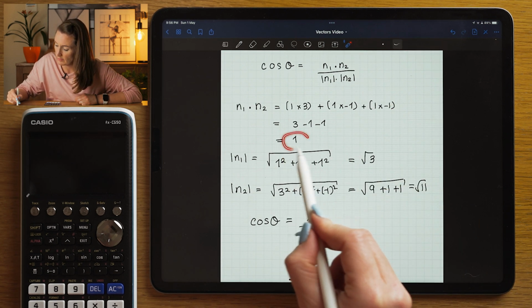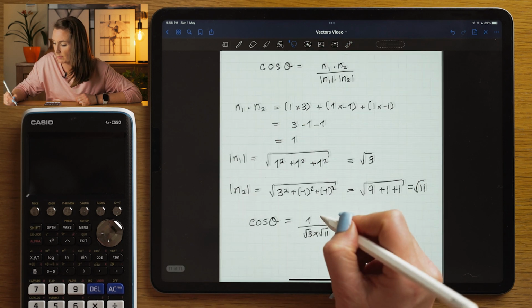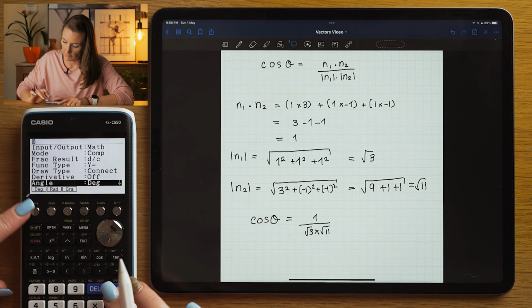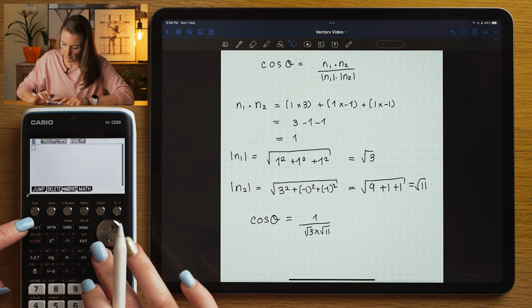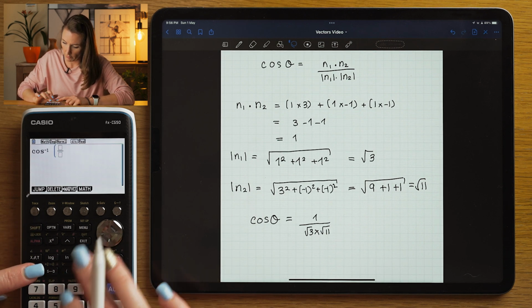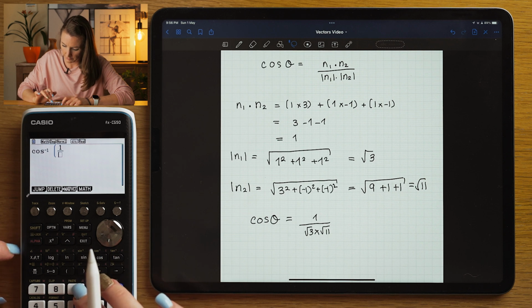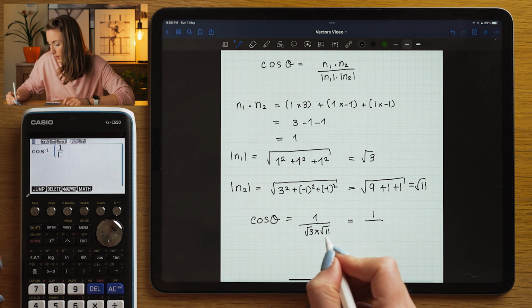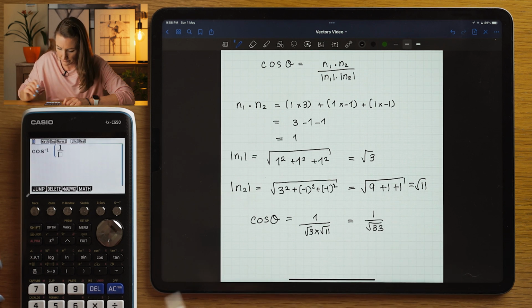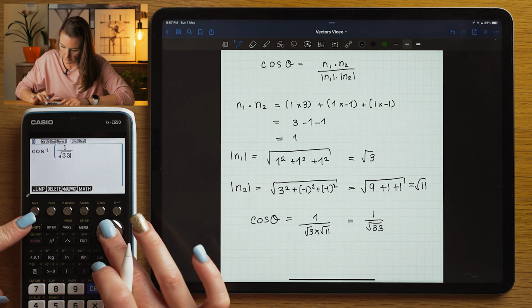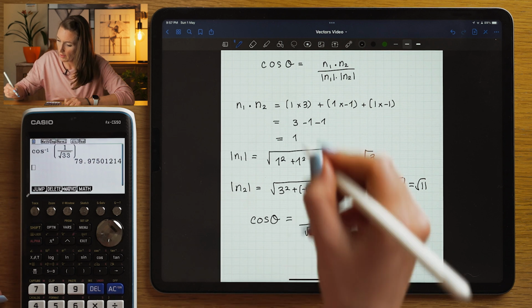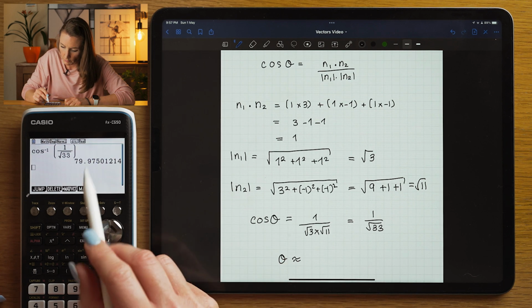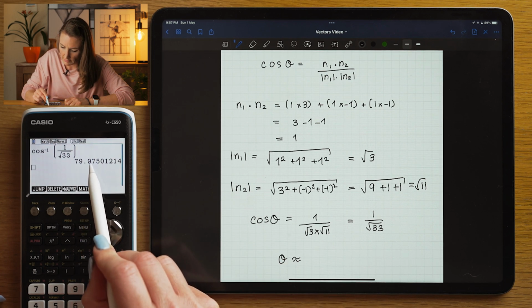If you had a negative answer here and you wanted the acute angle, you would just take the absolute value, you would just change it to positive. So this is where I'm going to use my calculator. I'm going to be working in degrees today. I'm going to use arccos of 1 divided by, now, root 3 times root 11 is root 33. And the angle theta, the acute angle between the planes, if I go to 3 significant figures, would be 80, because the 7 would round this up.